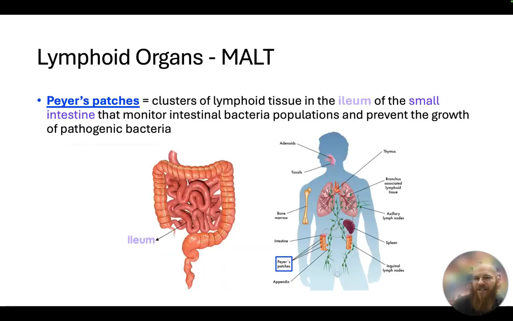You've got Peyer's patches, which are small clusters of this lymphoid tissue in the ileum of your small intestine that monitor intestinal bacteria, right? This is clearly a very common place where we might experience bacteria that is not normal or healthy gut bacteria, and so we want to be able to catch that before we circulate it further, and so we have these Peyer's patches in order to help us do that. They help prevent the growth of anything that is pathogenic, so that would lead to more serious conditions.